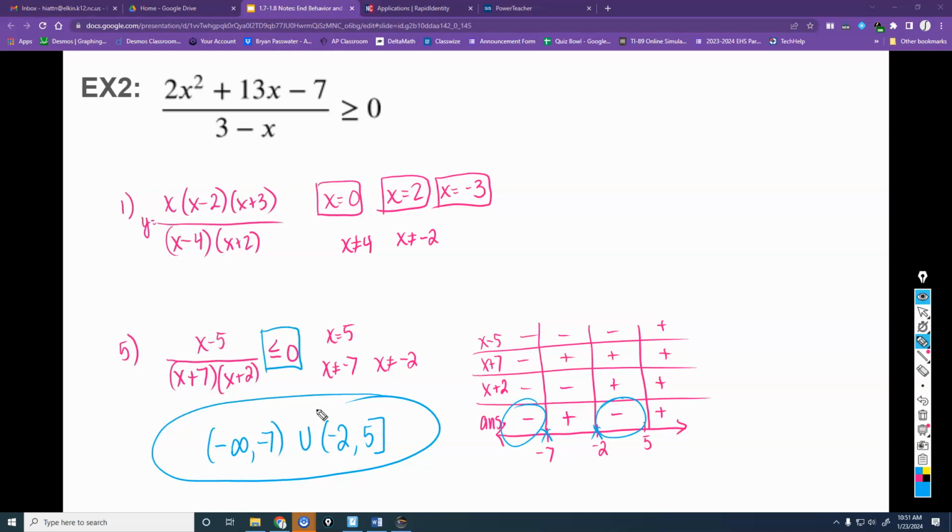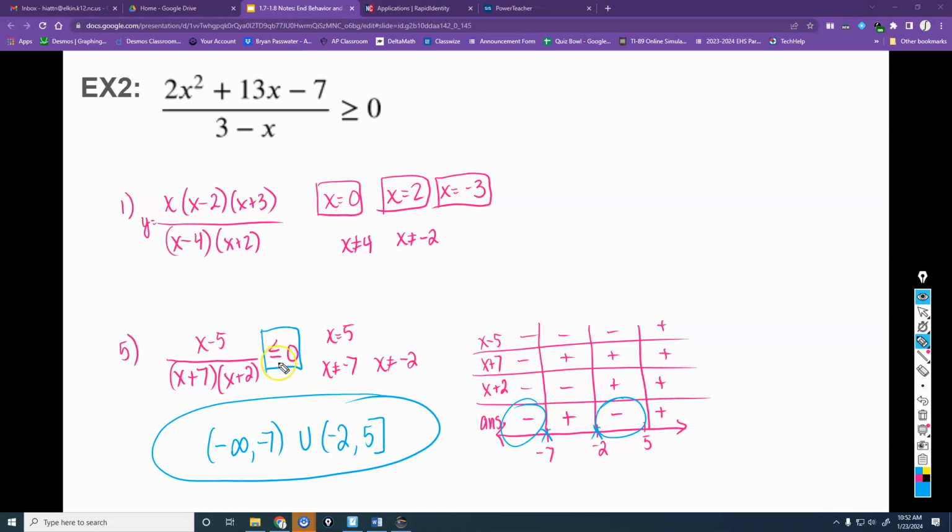And then for number 5, you should get negative infinity to negative 7 with parentheses, and then negative 2 to 5, where you got a parentheses with negative 2 and a bracket with 5. Okay, so if your problem has just a less than, which is actually all the rest of them on this page, then you don't have to worry about it. You're just going to use parentheses with everything because it's not equaling 0, so just parentheses all the way across.